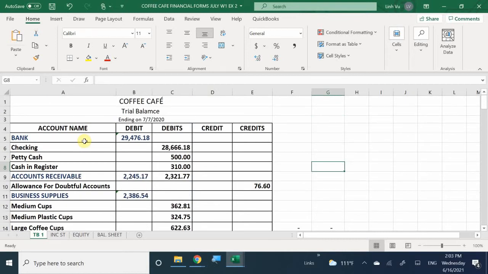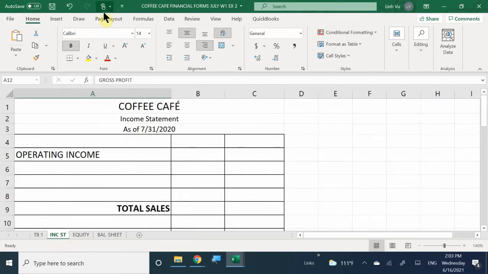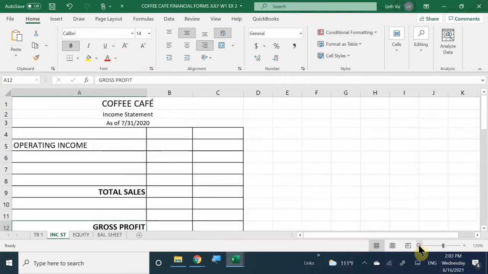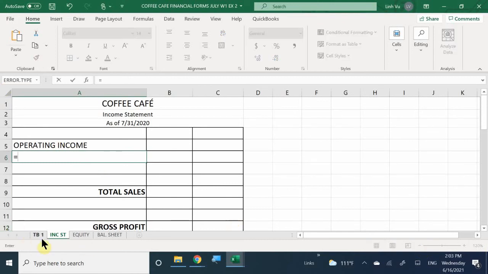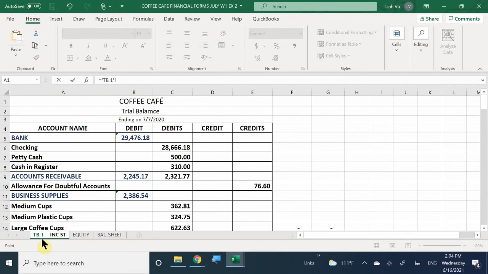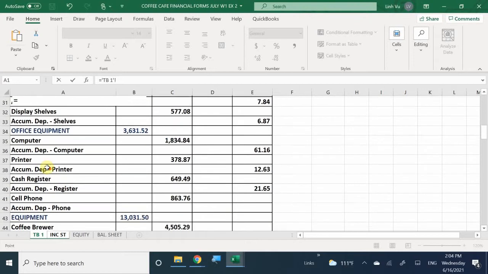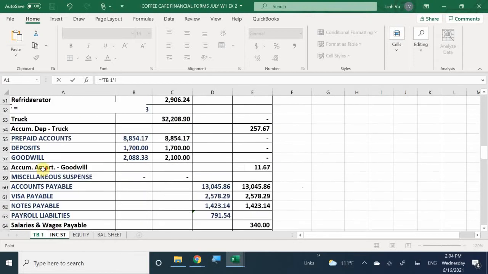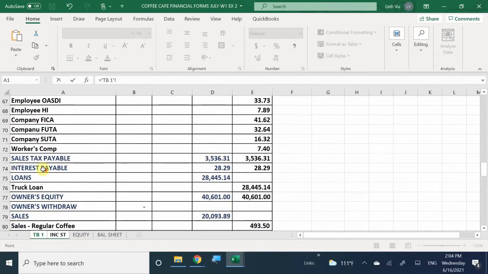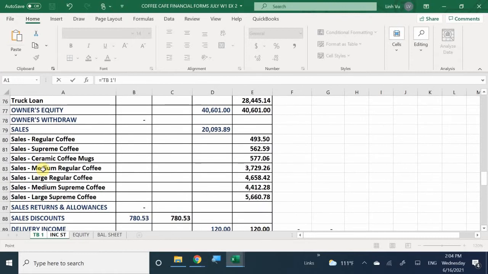So first things first, we're going to take a look at our income statement. We're going to start with our sales, right? I'm going to cell reference everything so then it's a lot quicker. So again, we're going to start with our sales. Let's notice what's our total sales here. Okay, let me find it. Sales, okay? So here, same thing.